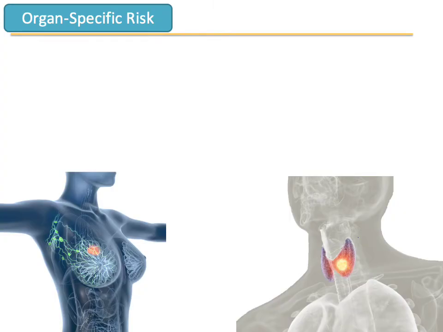Okay, so I've been discussing stochastic radiation risk in general. But what do we know about risk to individual organs? Two organs that are considered to be particularly sensitive to radiation are the thyroid and the breast. So let's start there.